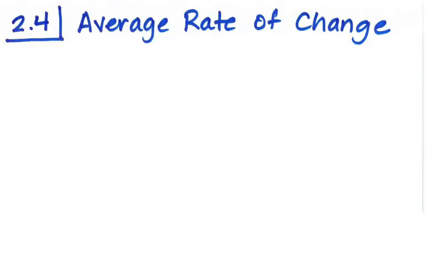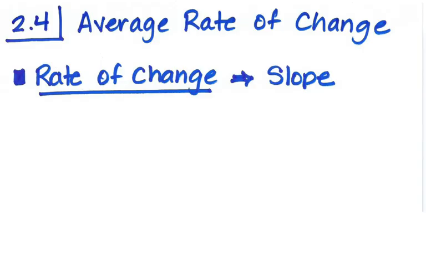This is lesson 2.4 for pre-calculus, and this is about average rate of change. Before we talk about average rate of change, let's talk just about rate of change. Well, rate of change is something that we know of as slope, the change in the y being compared to the change in x. When we say miles per hour, which is a rate of change, it's the change in miles compared to the change in hours, miles per hour.